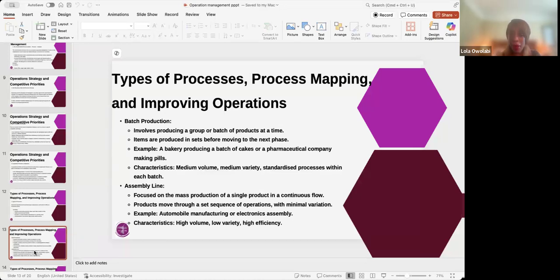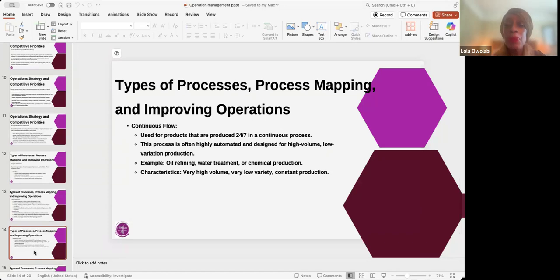And then we have the assembly line, the factory type of process, focused on the mass production of a single product in a continuous flow. The products move through a set sequence of operations with minimal variations. Example, automobile manufacturing or electronics assembly. The characteristics are high volume, low variety, high efficiency.